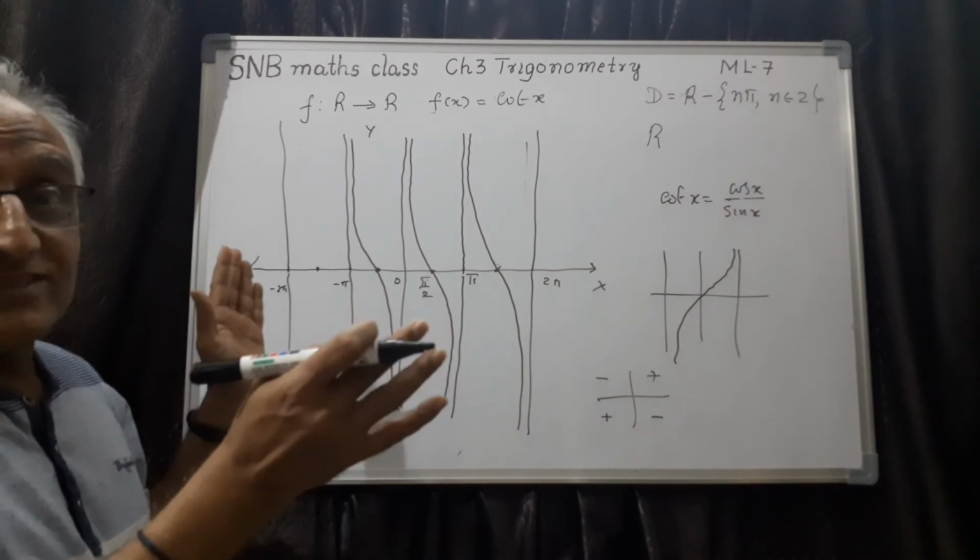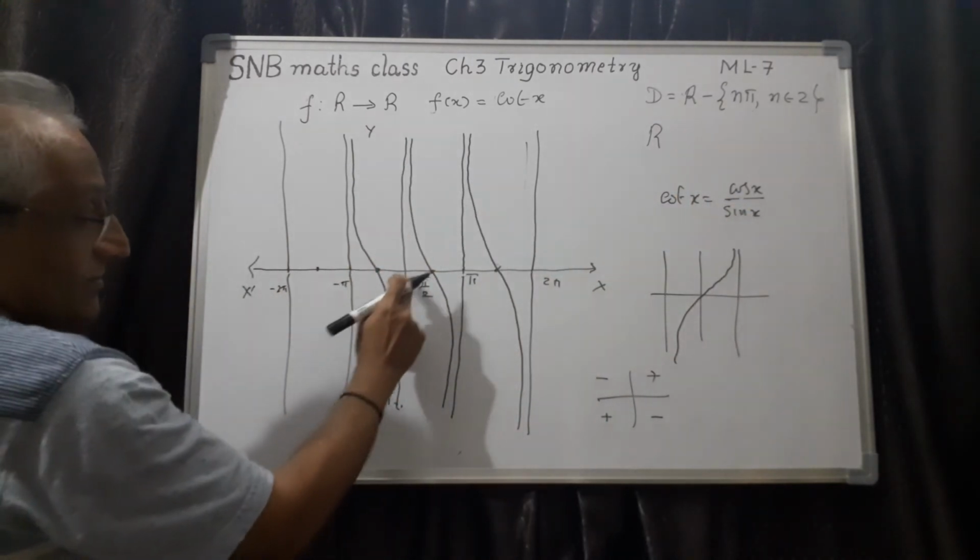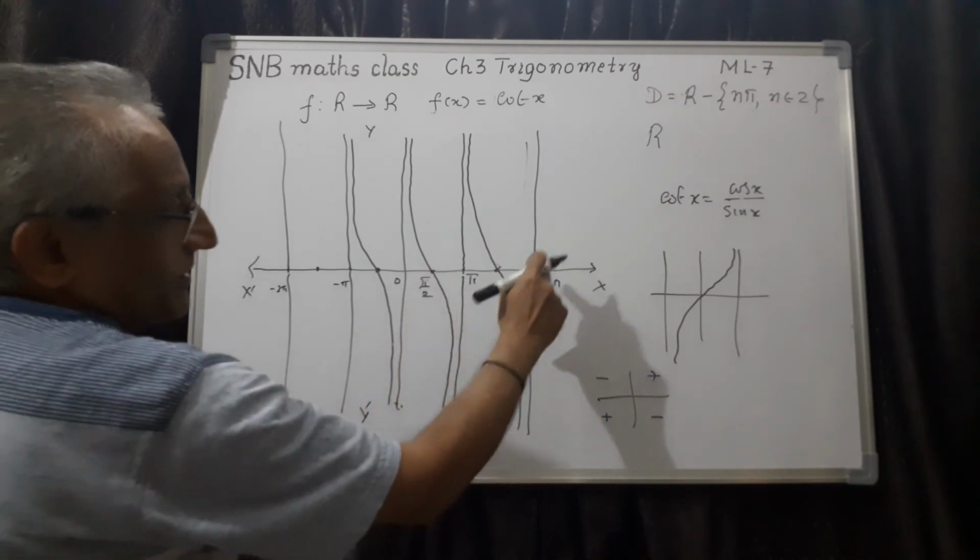In the case of cosecant x and secant x, it's a bigger branch. Here you see, it is only 0 to pi, then pi to 2 pi, 2 pi to and so on.